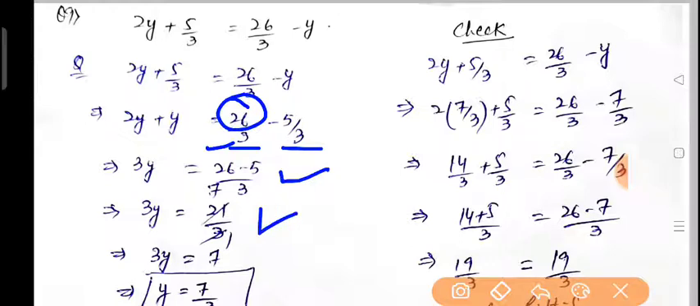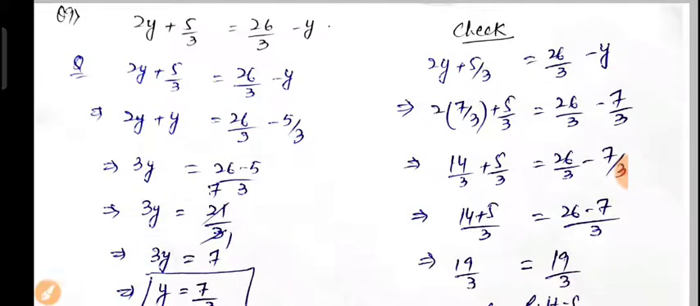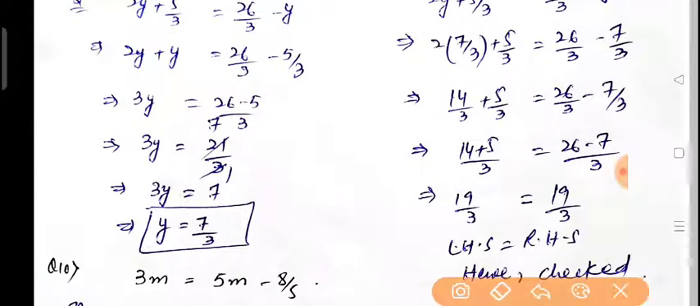3y comes down, and then on the right hand side I cancel by 3. 3 1s are 3, 3 7s are 21. I have arrived at a situation 3y equal to 7. Then on the last step, we will arrive at our solution.